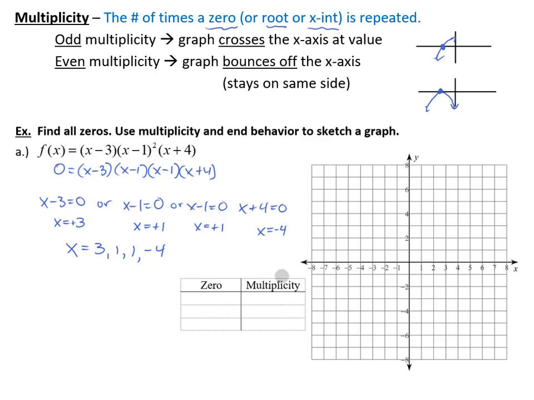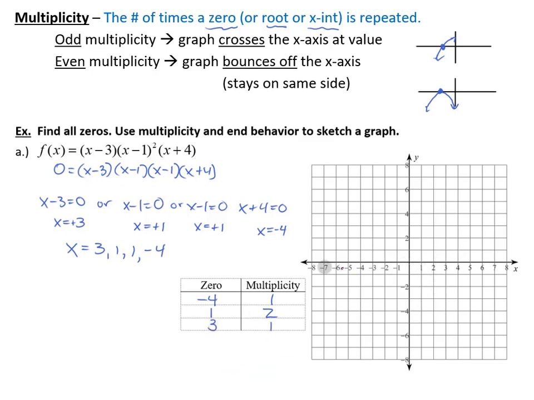Okay, so we can list our zeros and their multiplicities in our box here. Let's start with the smallest zero, because we'll work left to right on our graph. Our smallest zero is negative 4, and it only occurs once. Remember, that's our multiplicity, how many times it occurs. Our next smallest number is positive 1, and that does occur 2 times. It has an even multiplicity. And 3, our biggest number, only occurs once.